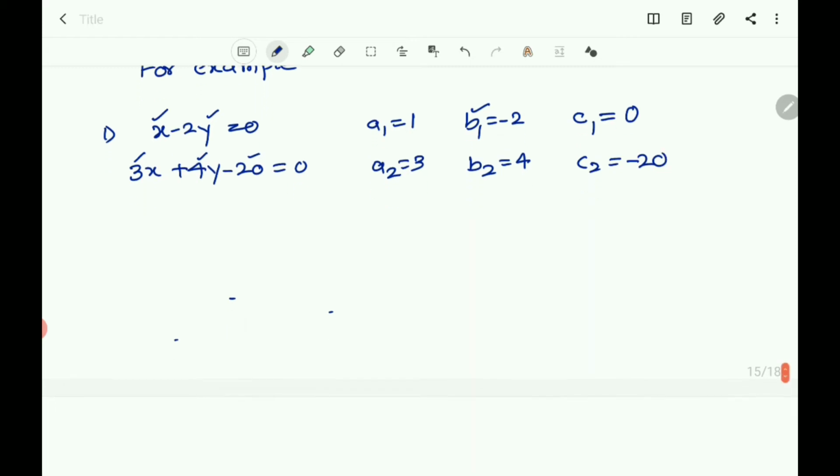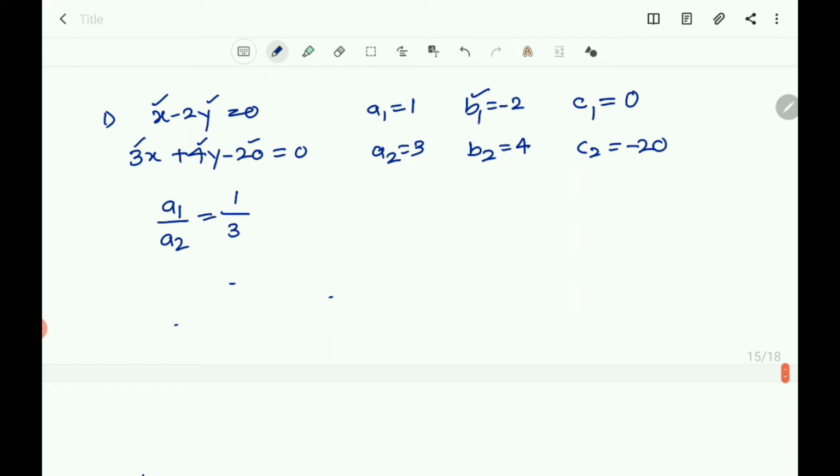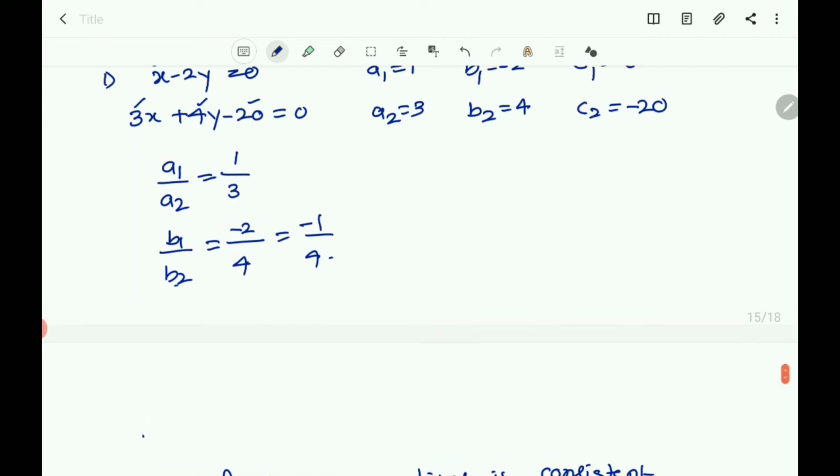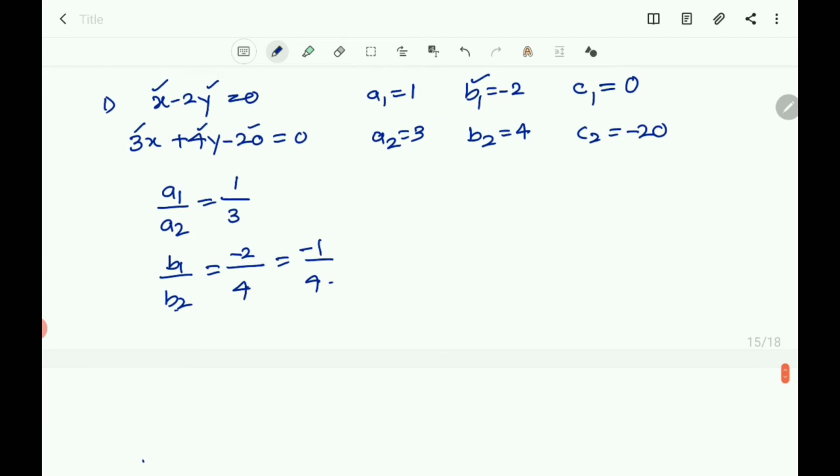c2 is minus 20. Now first you find a1 by a2. a1 by a2 is equal to, here a1 is 1 and a2 is 3, so you get 1 by 3. Then you find b1 by b2. b1 by b2, b1 is minus 2 and b2 is 4, so you get minus 1 by 4. And also here c1 by c2.